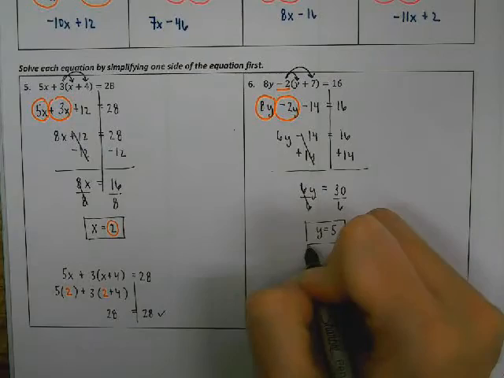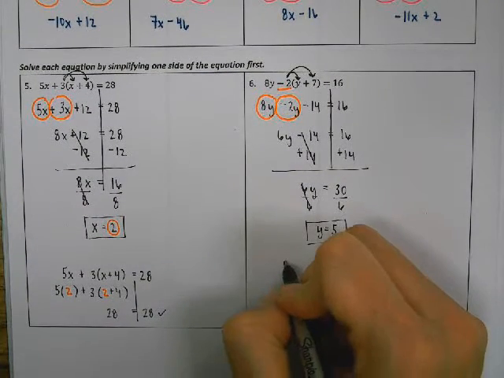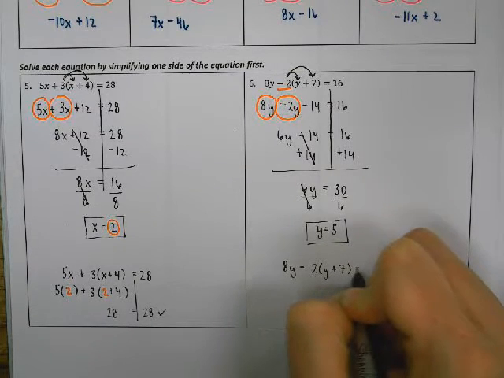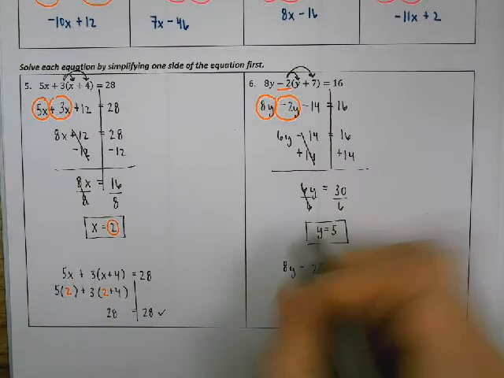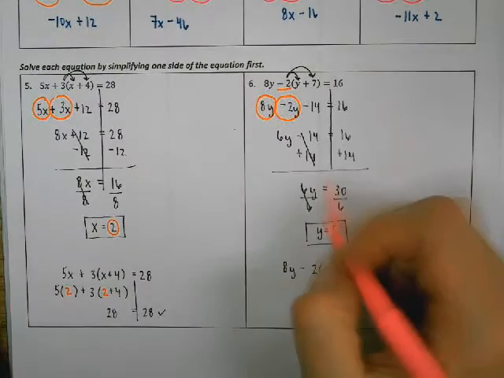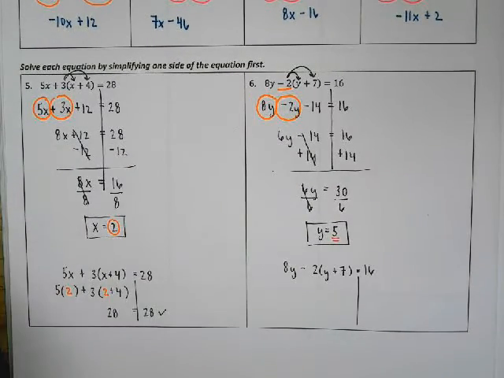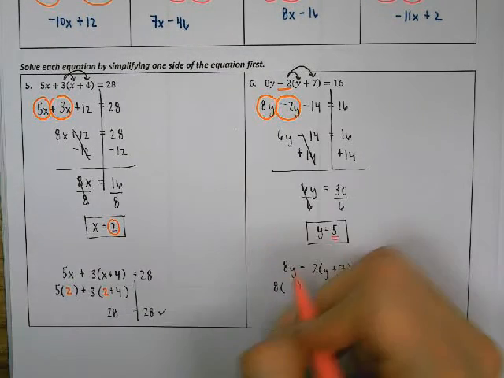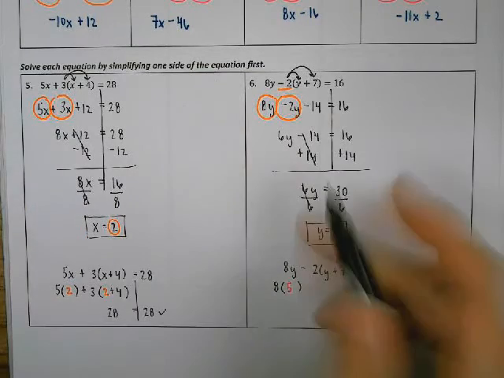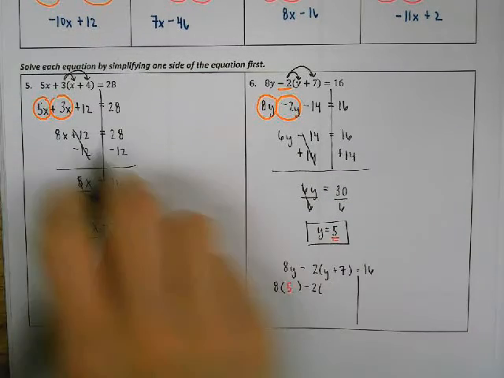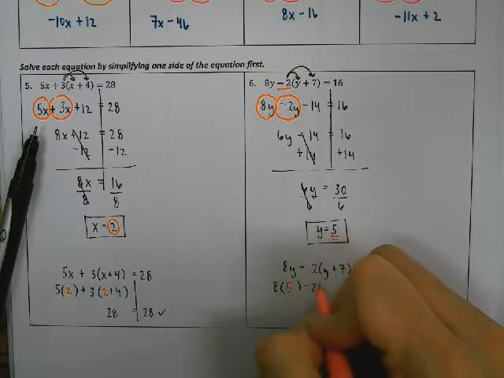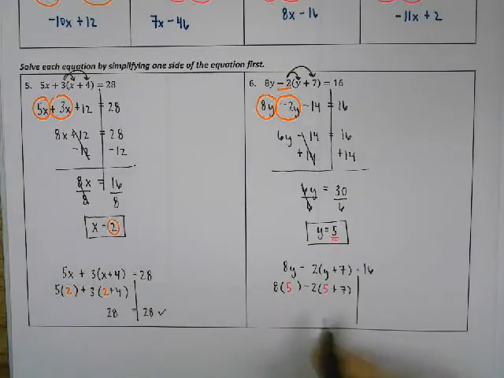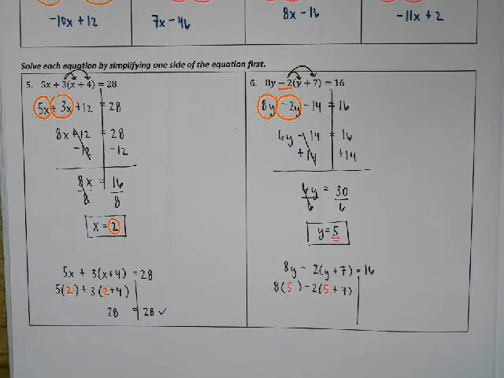So I'm pretty sure I'm done, but of course I'm going to check this out. So 8y minus 2 times y plus 7 is equal to 16. Now I'm checking for 5, so everywhere I see that y, I need to put in a 5. Sorry for my switching back and forth here. Y we said is 5. And then I'm copying down plus 7. So the only thing I've done is changed y's to 5s.